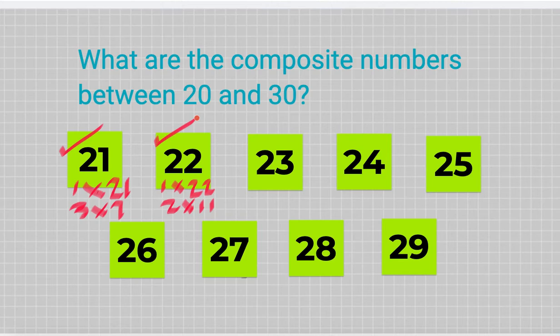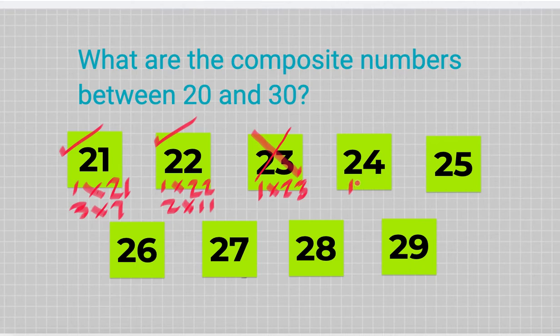Now let's have number 23. 23, we can have 1 times 23 and no more other numbers. So therefore, it has only two factors. So this is not a composite number. Yes. Now, how about number 24?